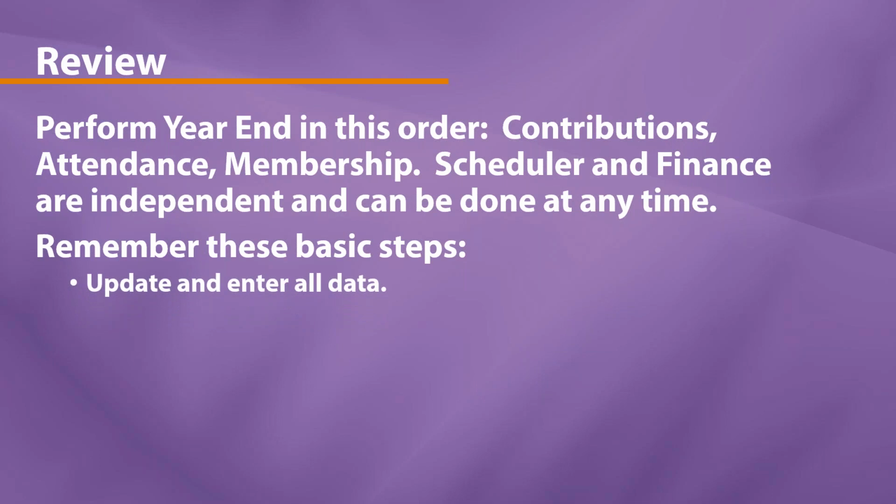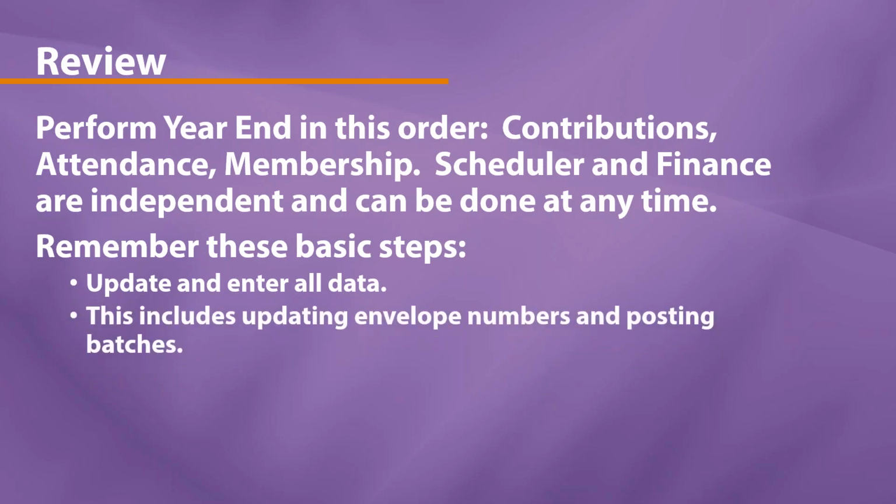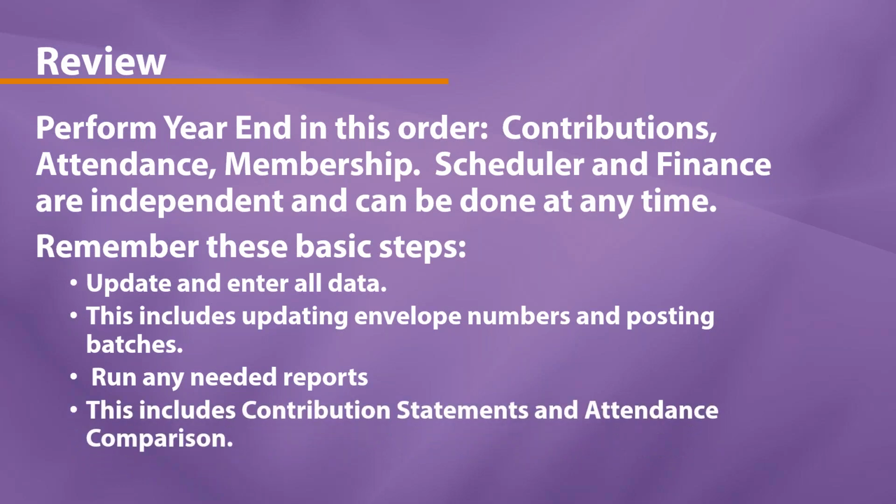The basic steps are update and enter all data. This applies to all of these modules, but for today specifically, membership, and that would be those birth dates, death, marriage, divorce, etc. would fall into that data. Also includes envelope numbers and posting batches, and that's more specific for contributions and attendance, but it's also true just to check that if you do have a deceased member in membership or a new member who's being added as well. Run any needed reports like your denomination specific statistical reports or your internal church statistics reports, and those are contribution statements and attendance comparison reports in the contributions and attendance modules.